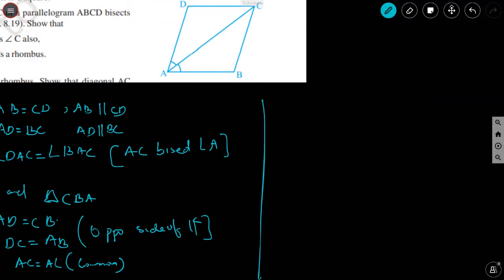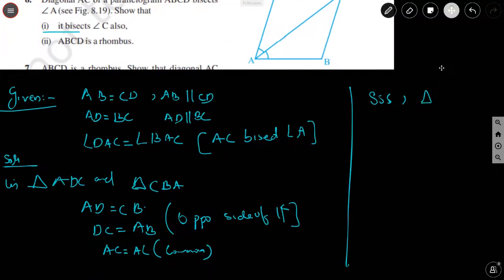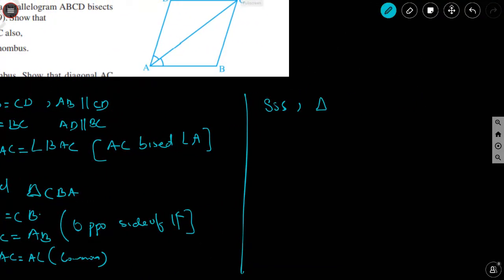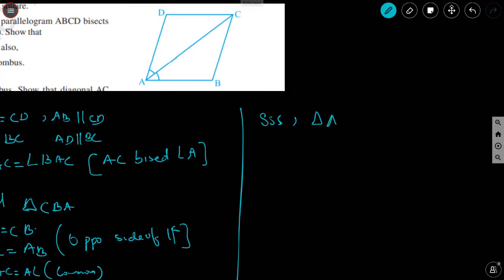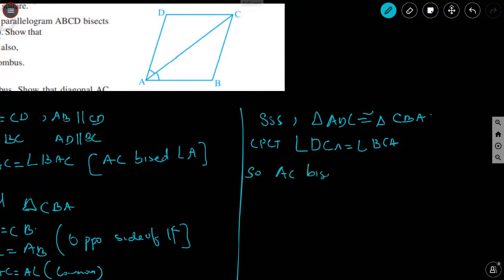SSS criteria, triangle ADC congruent to triangle CBA. So if it is congruent, by CPCT we will get angle DCA is equal to angle BCA. So AC bisects angle C. Hence the first answer. Now we need to prove it's a rhombus.